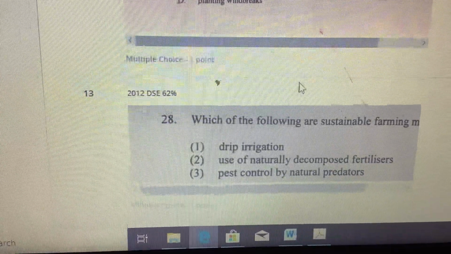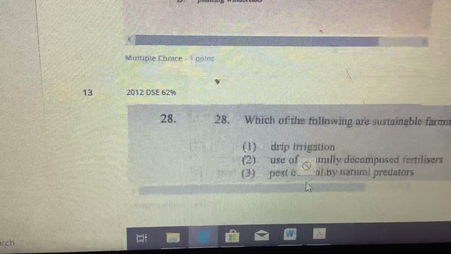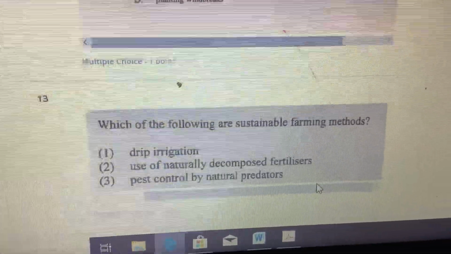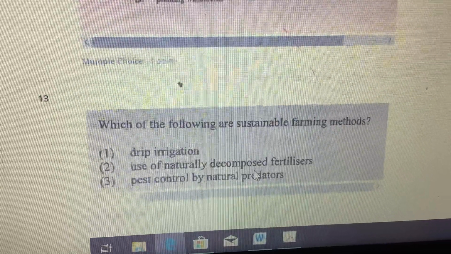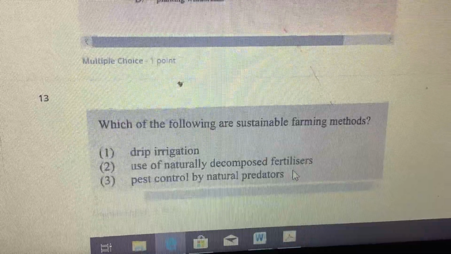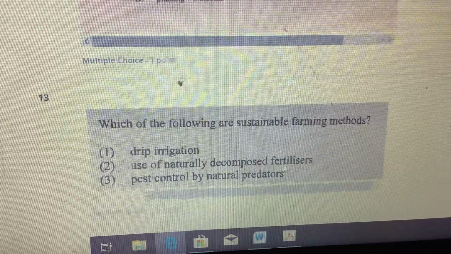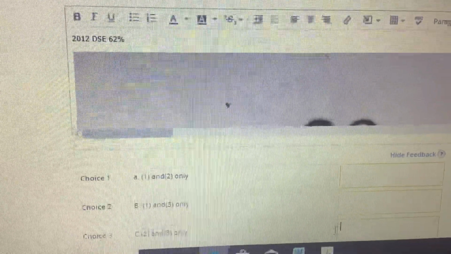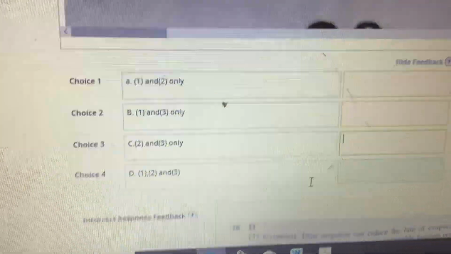Number 13, sorry. Which of the following are the sustainable farming methods? Drip irrigation, yes or no? Not really, let's be frank. I'll tell you later. Use of naturally decomposed fertilizer, yes. Number 3, pest control by natural predator. Let's check out the choices first. We have number 1 and 2, number 2 and 3, and also number 1, 2, 3.